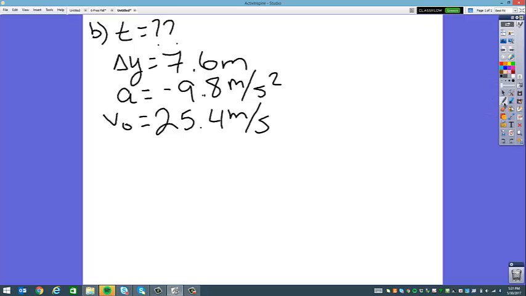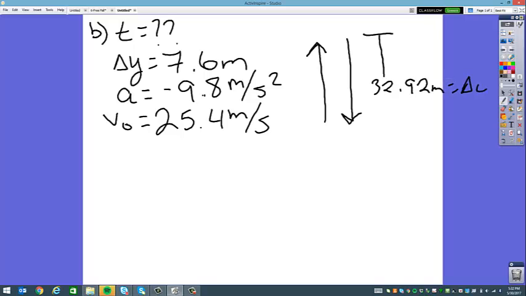So I'm going to figure out how fast we're traveling at the 7.6 meters. You're throwing a ball. It goes up and it comes back down. You know this total height from the previous problem was 32.92 meters. I'm just going to use 7.6 here as my stopping point. So I'm going to solve for how fast I'm going to travel at this point on the way up and how fast I'm going to travel at that point on the way down.